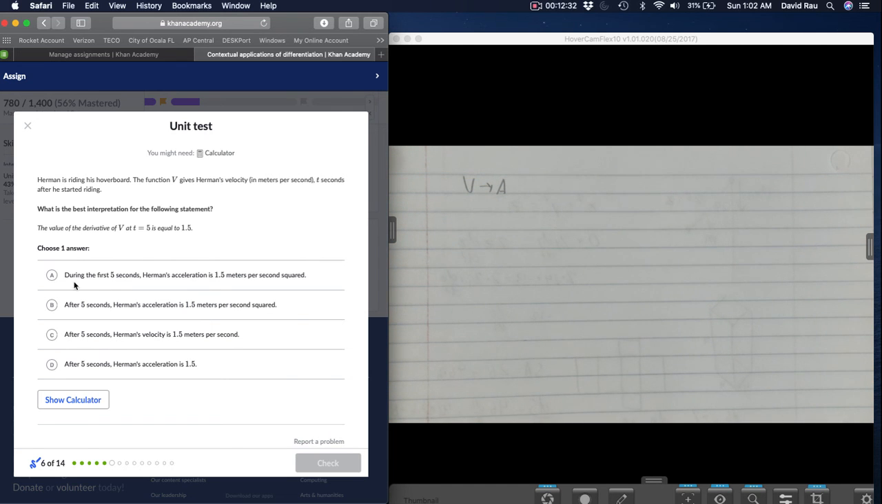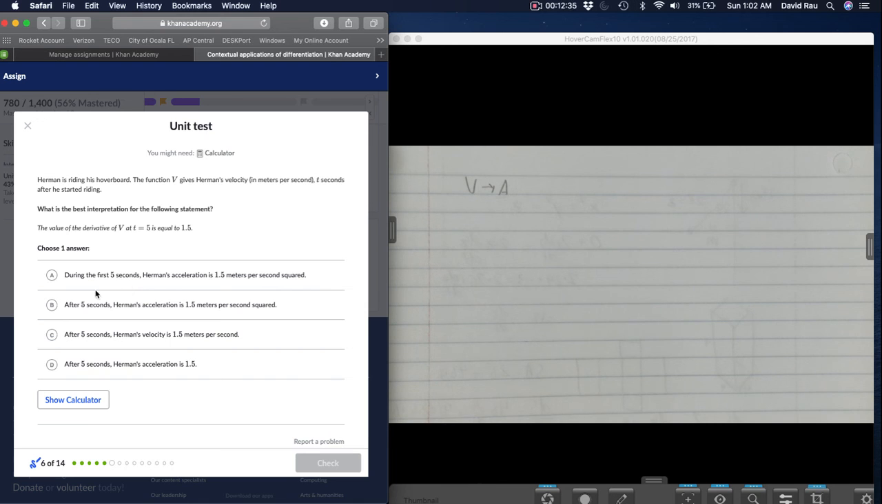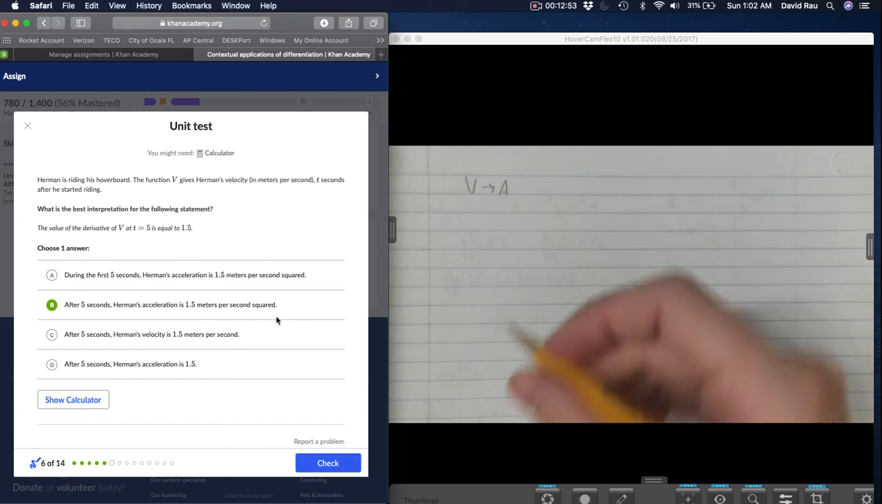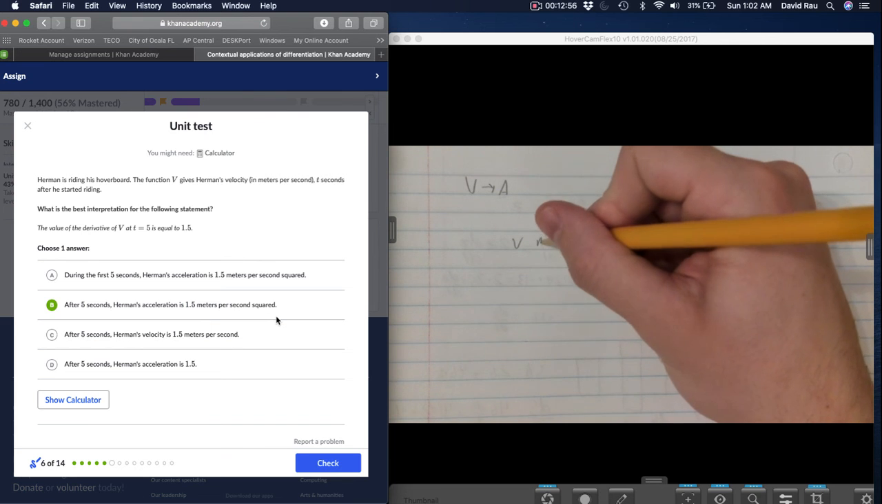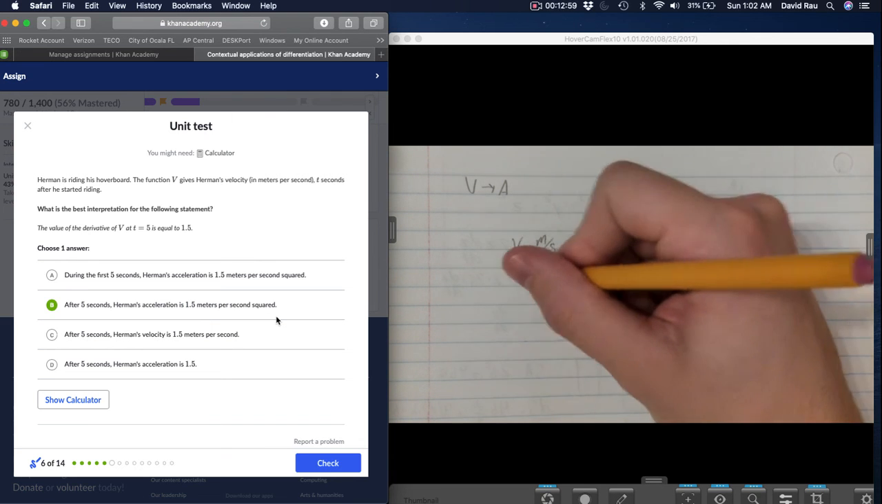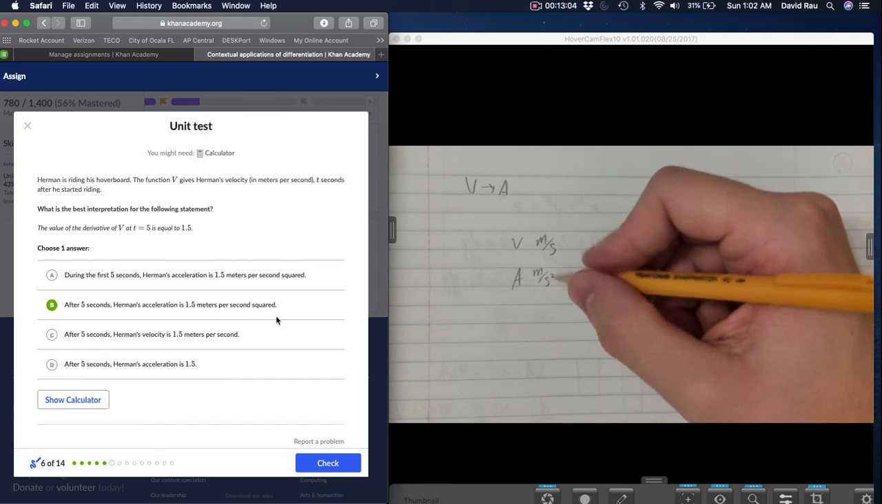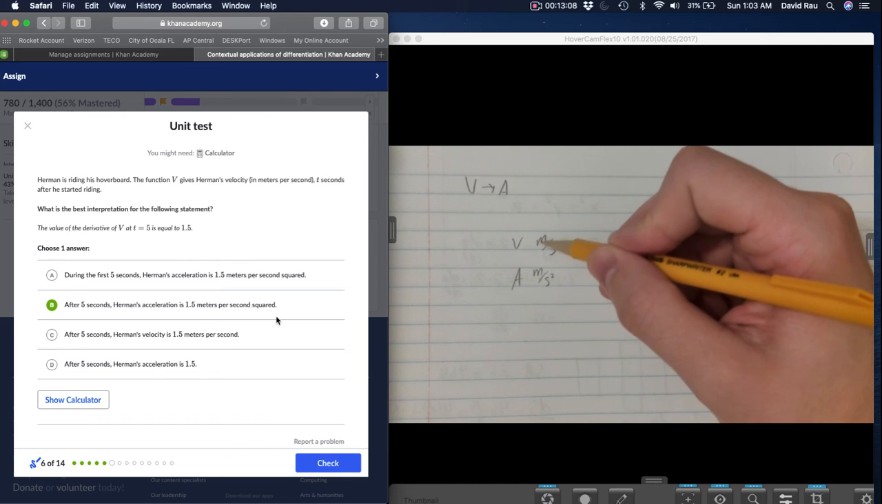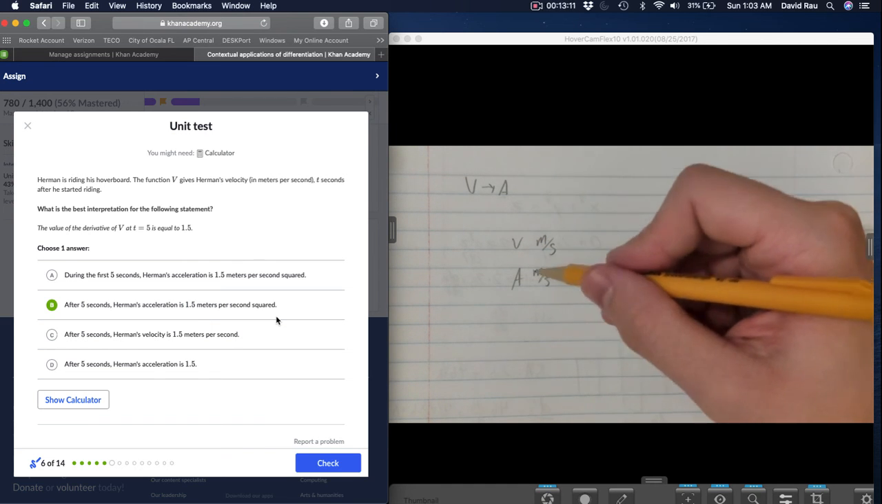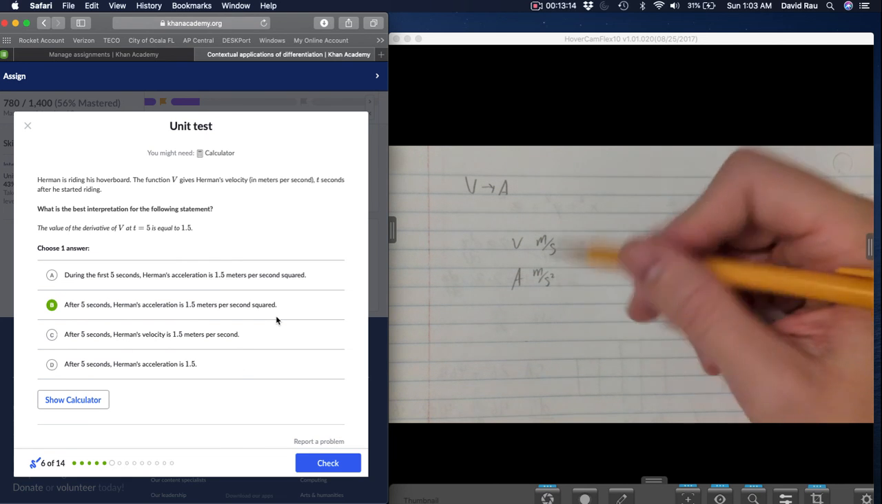So that means answer choice A is out because it's saying during the first 5, and no, it's not during the first 5, it's at 5. So after 5 seconds, in other words, at the moment that 5 seconds have passed, Herman's acceleration is 1.5. And here's the thing about acceleration, it's always your time unit squared. So velocity is always written as meters per second, but acceleration is written as meters per second squared if you're dealing with meters and seconds. In other words, velocity is just the distance divided by time, and acceleration is the distance divided by time squared.